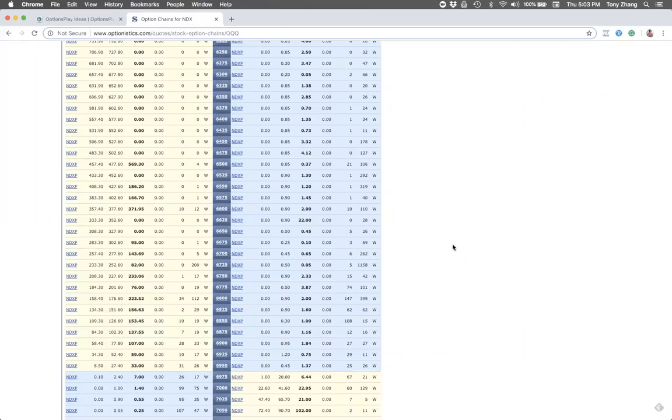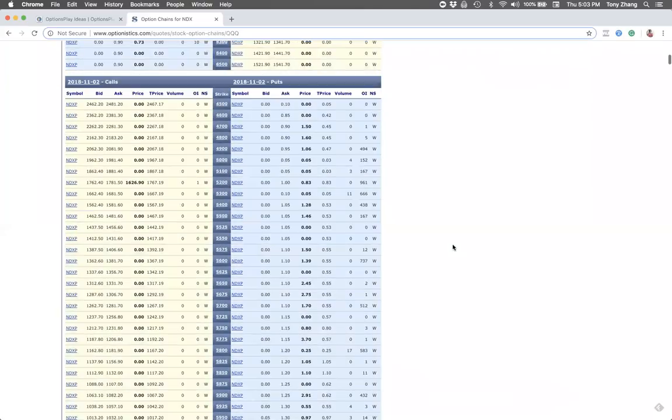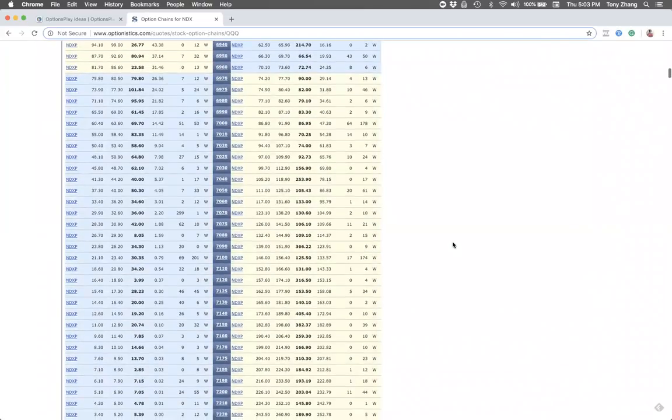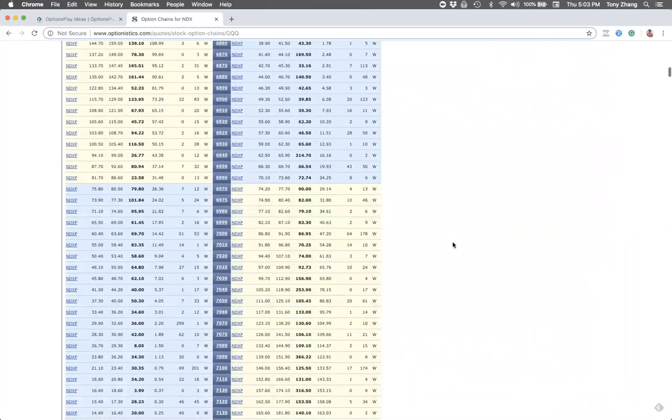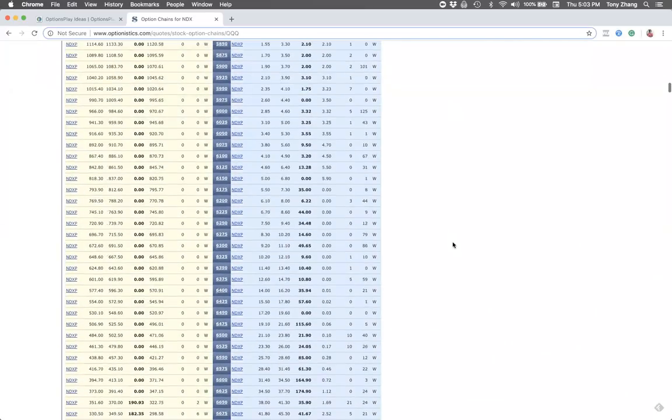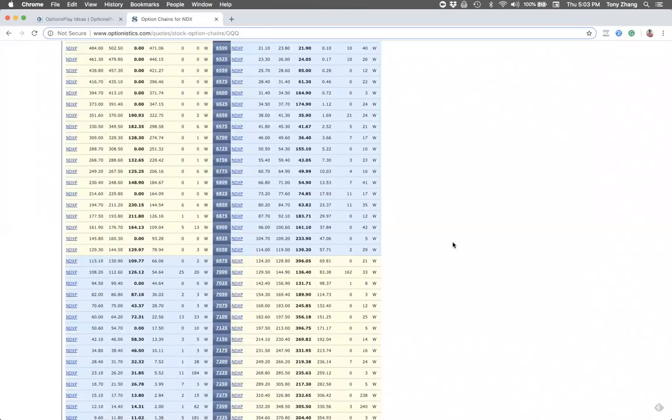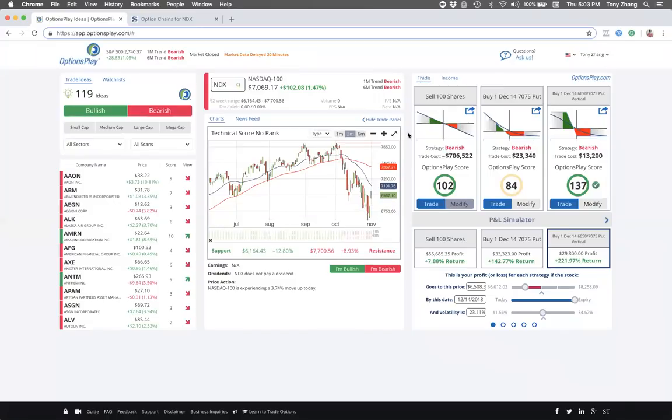You can be the best technical analyst in the world, but when you're bullish on a stock and you're looking at pages and pages like this, or an index, it's really easy to get lost and figure out where to start. So you can have the best technical analysis in the world and be very confident that you think the index is going to go higher, but how do you pick the right option strategy? And that's really where Options Play comes in. This is designed to allow you to quickly find bullish and bearish ideas instantly on any index like the NDX.